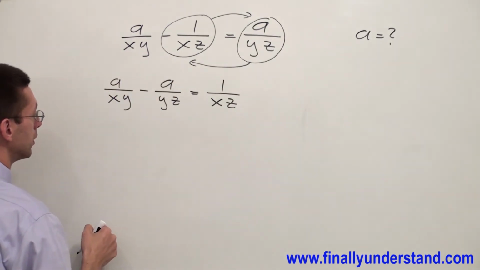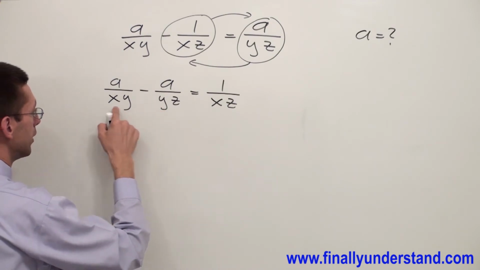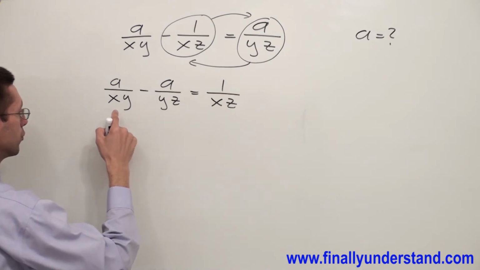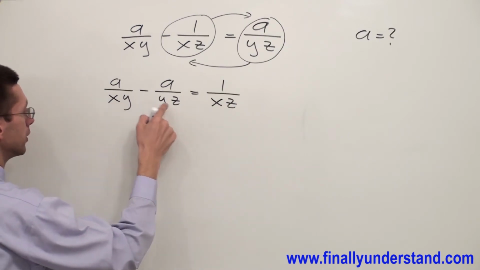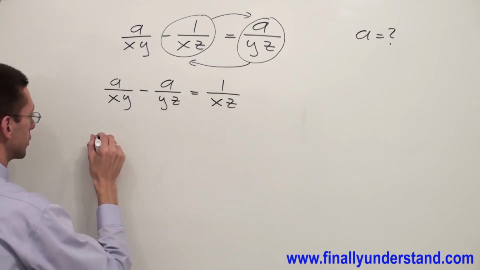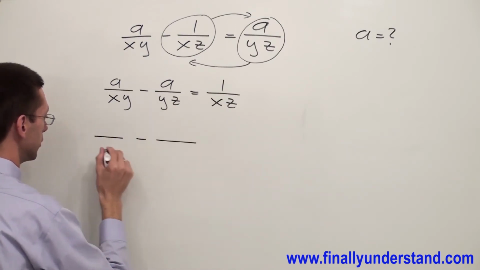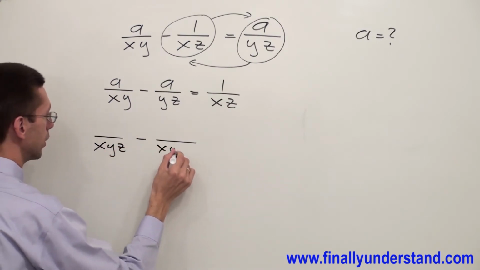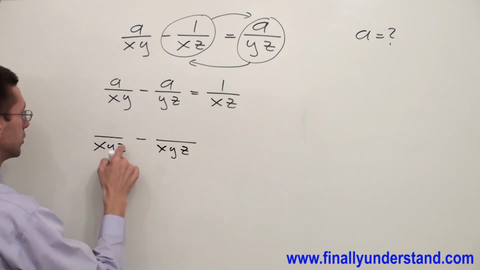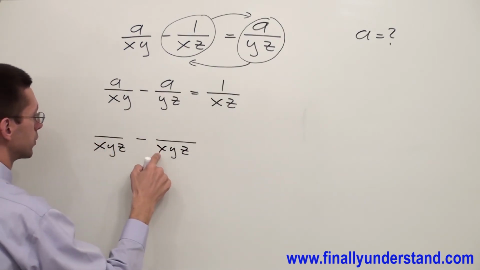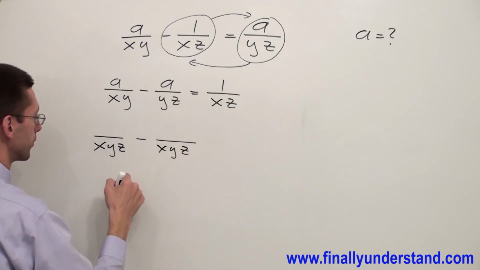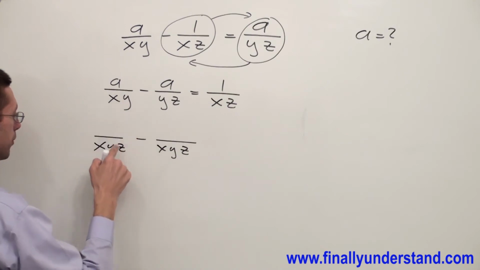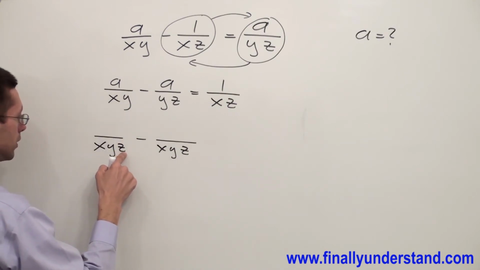Now, what I have to do first, I have to find a common denominator for these two fractions. The common denominator for these two fractions is going to be xyz. So I'm going to write my common denominator is xyz. Why? Because xyz is divisible by xy, and xyz is divisible by yz. Now, I had xy at the beginning. I multiply the denominator by z.